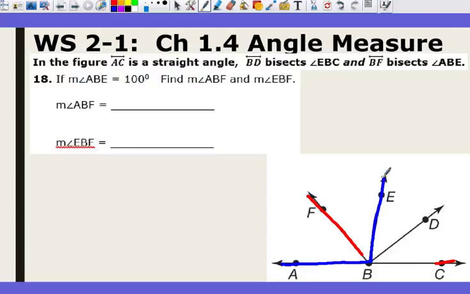Okay. It says ABE, this entire thing, so this entire slice of pizza is 100 degrees. Find the measurement of ABF and EBF. So we have a slice of pizza. It's 100 degrees. Brianna wants to share it with Blake. Who do you want to share it with? Suni. Okay, so Brianna and Suni are splitting a 100-degree pizza. How many degrees does each one of them get? 50 degrees. 100 divided by 2 is 50. You have a question? Okay. 50 degrees.